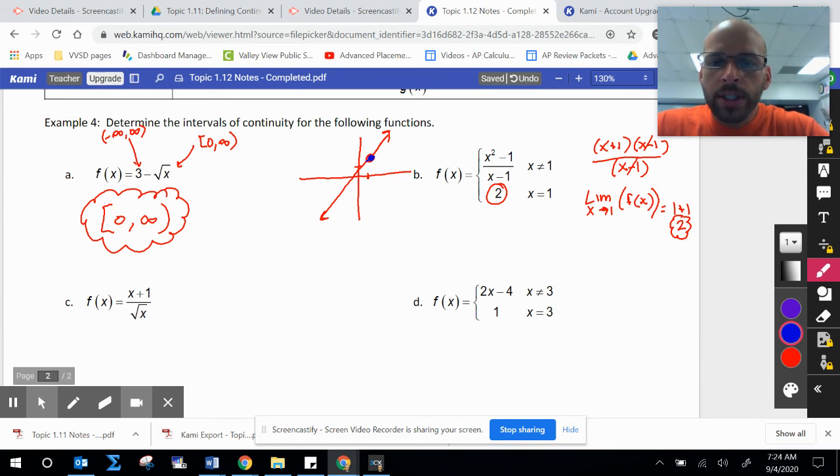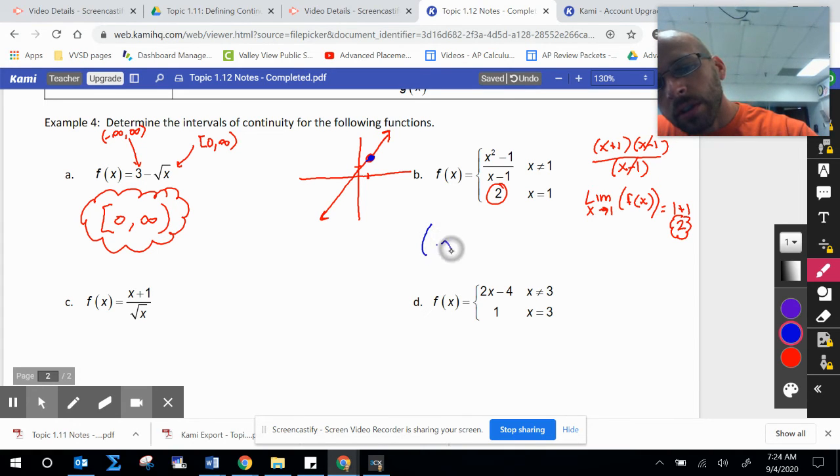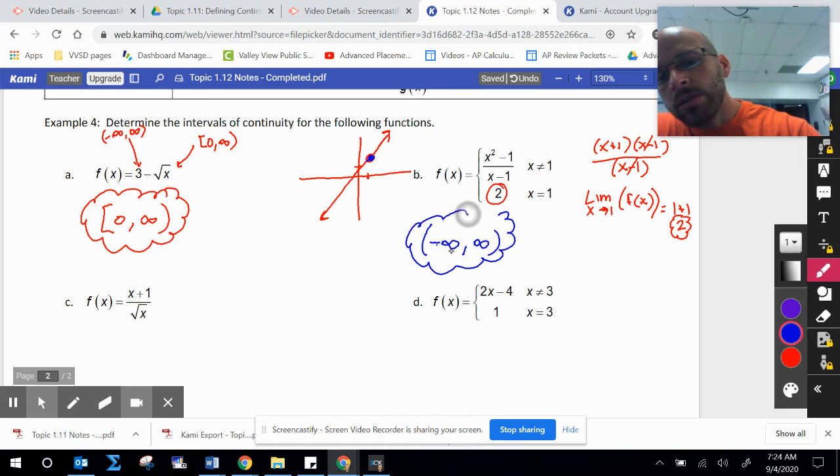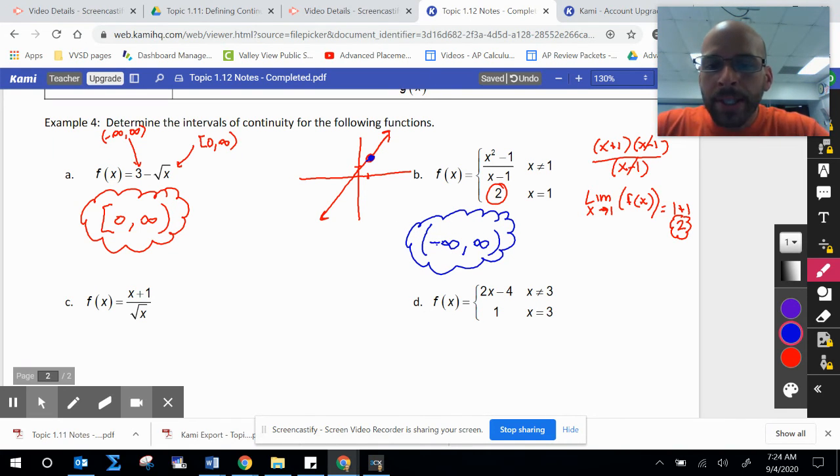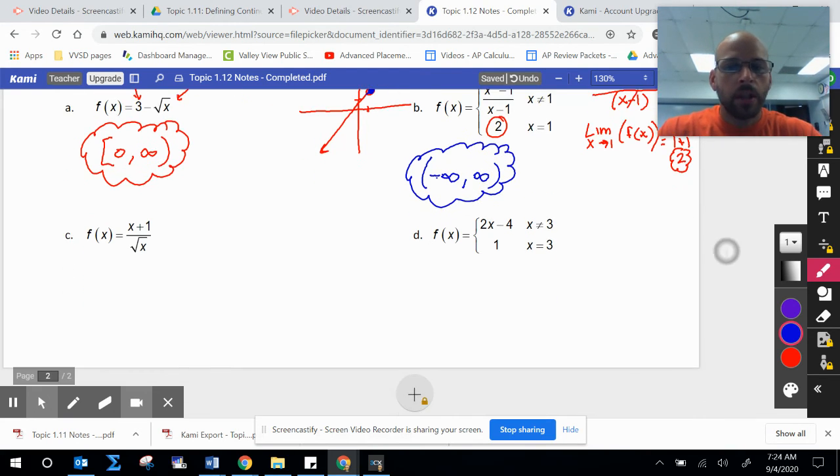So ultimately, where is this function continuous? Well, it's continuous over all real numbers. How do I know that? Well, the only discontinuity in the first piece of the piecewise was a hole, or removable. But the second piece of the piecewise was a point that fills in that removable. So does the limit equal the output? Yeah. So every point from negative infinity to infinity will satisfy the definition of continuity.